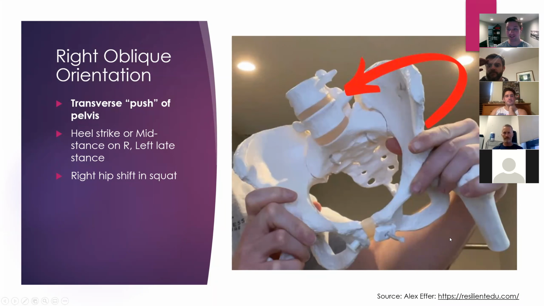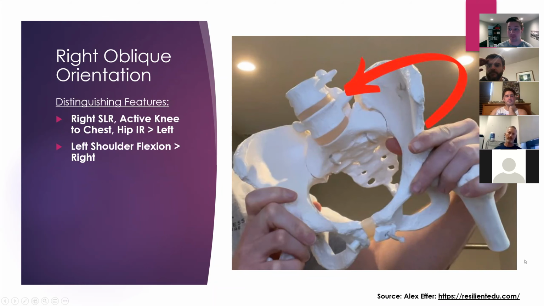We're going to get into it next week a lot more. And I know this stuff can be a lot. So just don't worry about it. It's actually not as bad as it seems a lot of the times. So the right straight leg raise, active knee to chest, hip IR is going to be better than the left. Left shoulder flexion is better than the right.